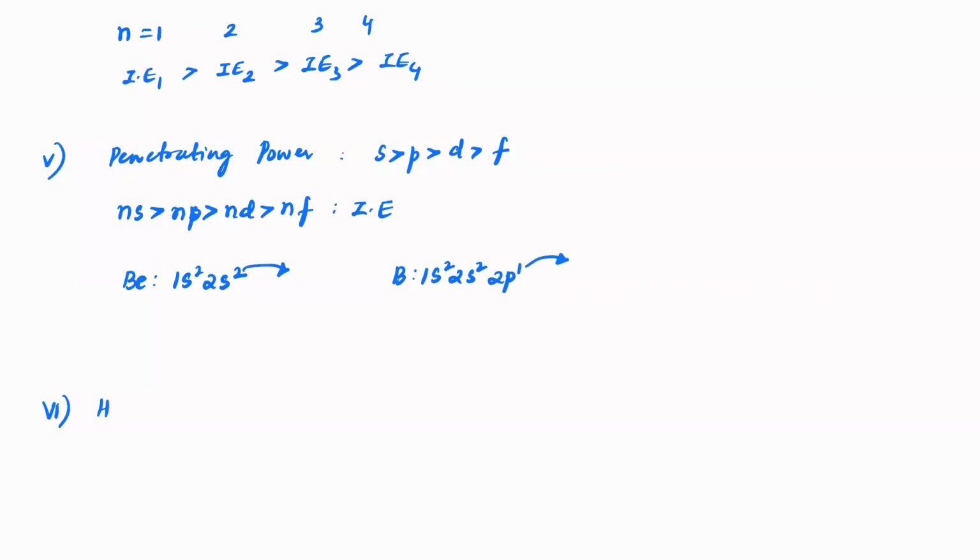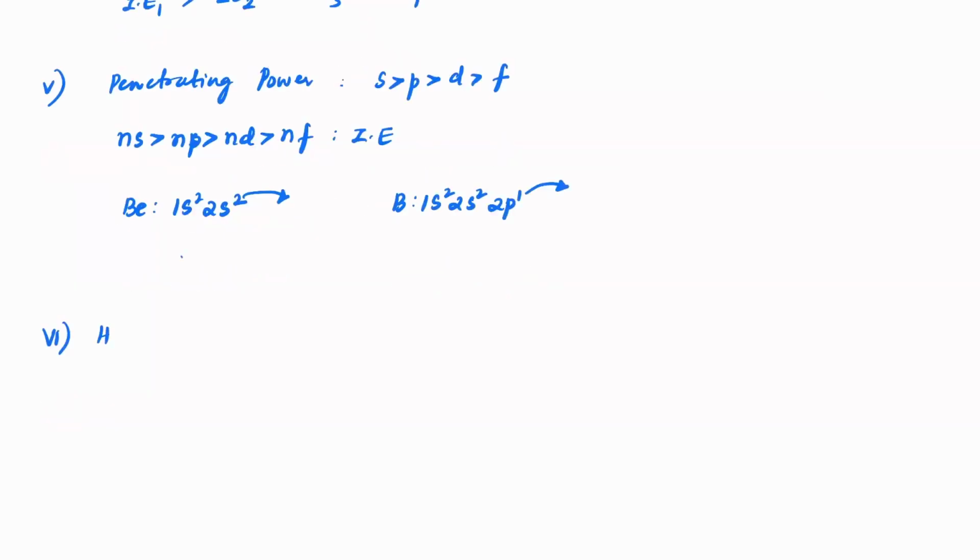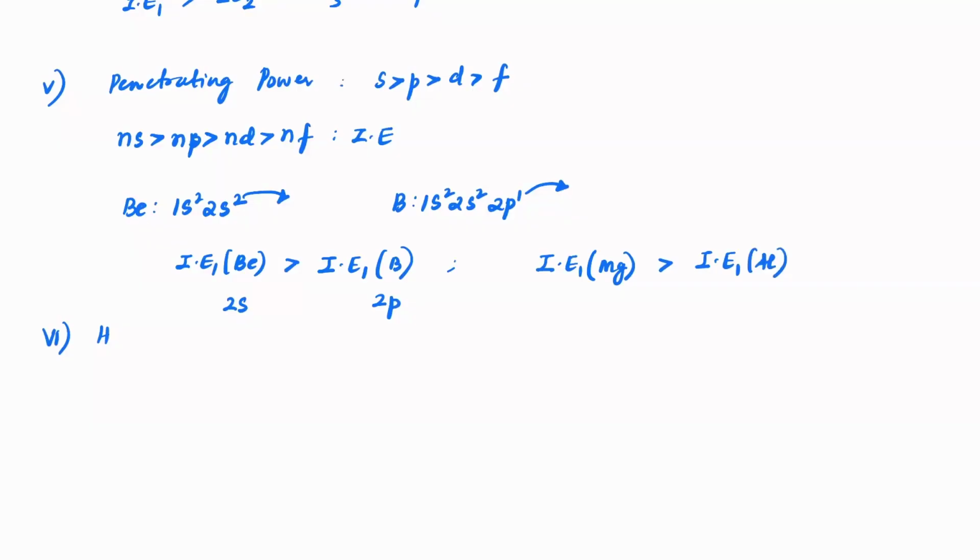So we are talking about the ionization energy of an s orbital electron and the ionization energy of a p orbital electron. Therefore, removing the first electron from beryllium is more difficult than removing the first electron from boron. Here you are removing from 2s, here you are removing from 2p. The same follows for magnesium also. For magnesium, removing the first electron is more challenging than removing the first electron from aluminium.